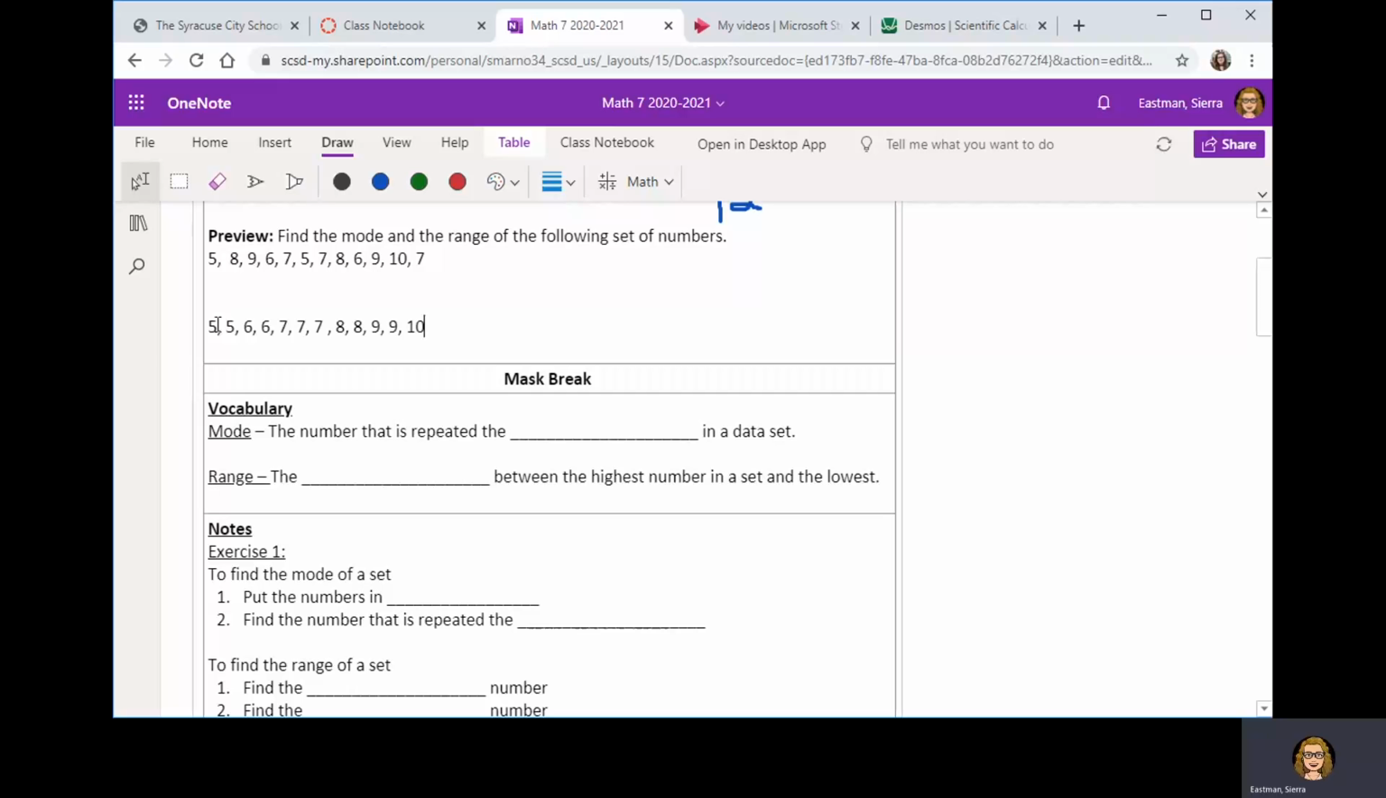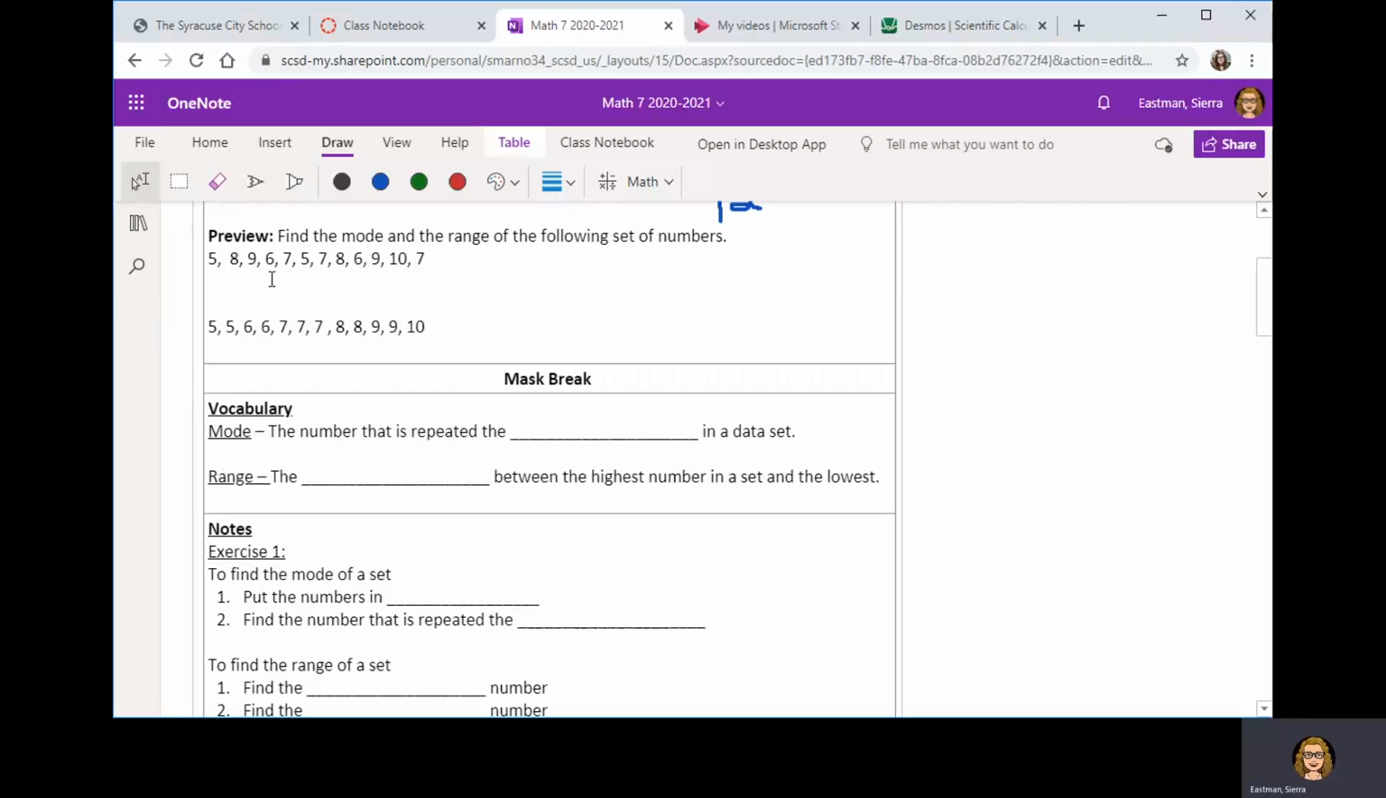I'm going to make sure I have all 12. 1, 2, 3, 4, 5, 6, 7, 8, 9, 10, 11, 12. Awesome. And remember, you can cross those off as you go. It's a little bit easier for me because I've looked at these. I made this lesson, right? So I put them in order.